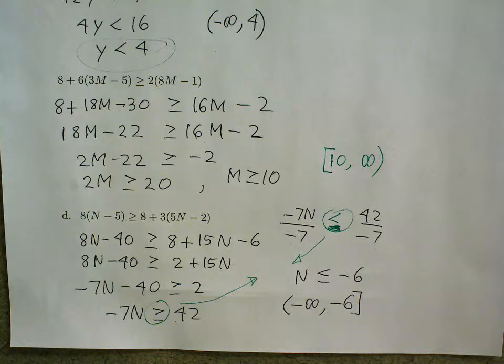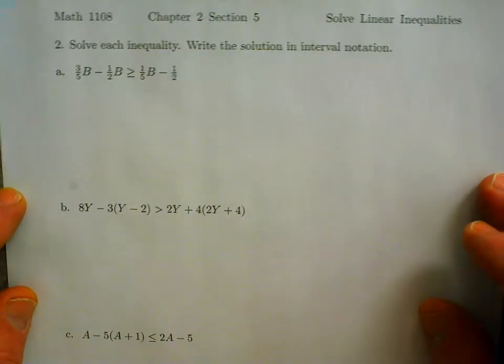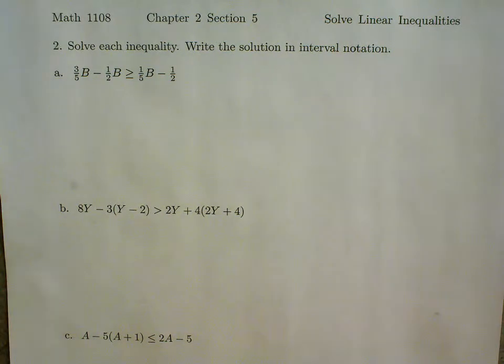Okay, on the next page, more of the same. Okay, on this one, 3/5 times b minus 1/2 times b is greater than or equal to 1/5 times b minus 1/2.